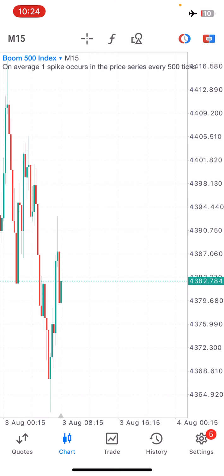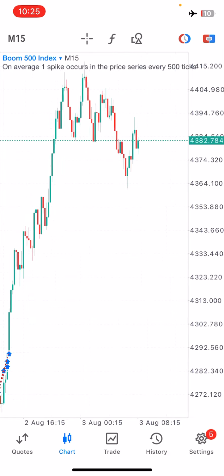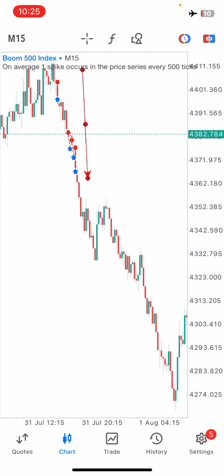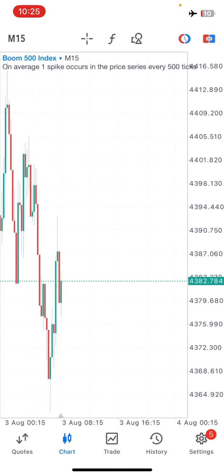So we're going to look at how we can use this strategy to analyze and trade boom 500 from our 15-minute time frame. So make sure that you remember this time frame. We're going to be using the 15-minute time frame, and this strategy works on all boom and crash indices, be it boom 500, boom 300, boom 1000, or the opposite, crash 500, crash 300, or crash 1000. So you can try it out on all those indices.